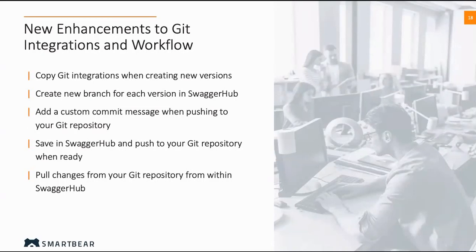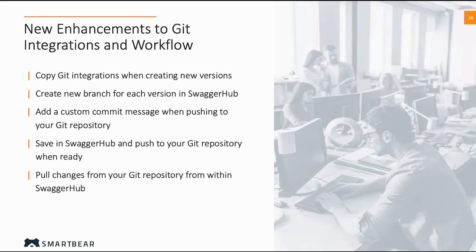Every time we create a new version, we also create a new branch that matches that version within your repository. And this keeps versions from stepping over each other, and it allows you to use a pull request process to merge that into the branch of your choice, whether it's your main branch or whether it's a release branch.